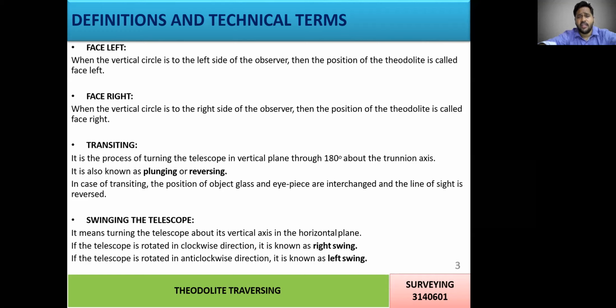What is transiting? It is the process of turning the telescope in a vertical plane through 180 degrees about the trunnion axis. It is also known as plunging or reversing. In transiting, the positions of the object glass and eyepiece are interchanged and the line of sight is reversed. Swinging of telescope: it means turning the telescope about its vertical axis in the horizontal plane. If the telescope is rotated in a clockwise direction, it is known as right swing. If you rotate the telescope in an anti-clockwise direction, it is called left swing.